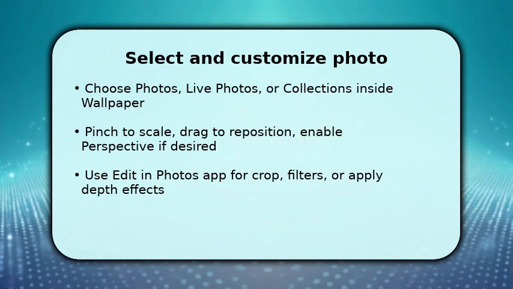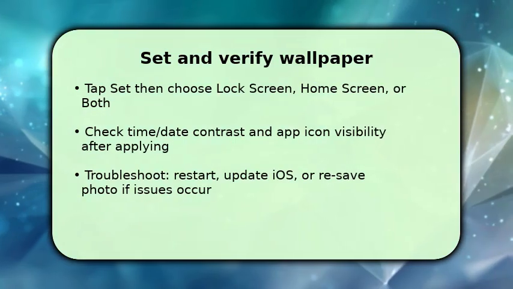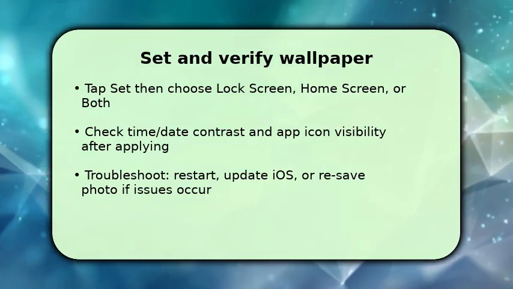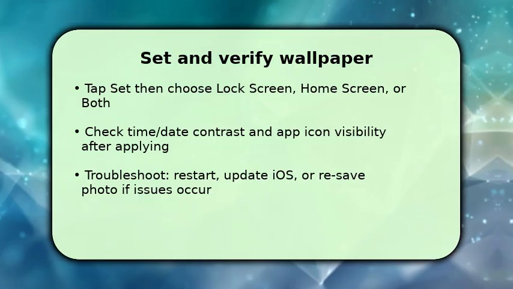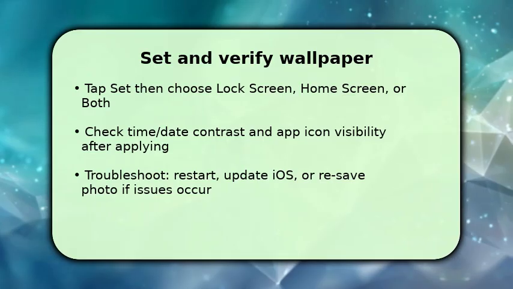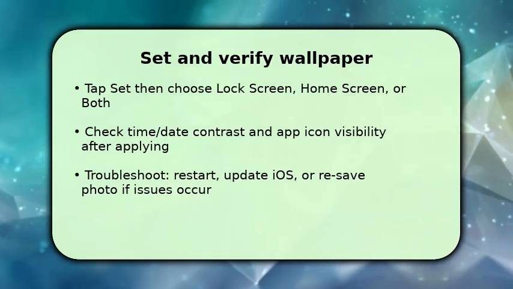Tap Set and choose Lock Screen, Home Screen, or both. This action immediately applies your selection. Once set, exit Settings and lock the phone to verify time contrast and that widgets or icons remain readable. Make sure small details aren't hidden behind the clock.